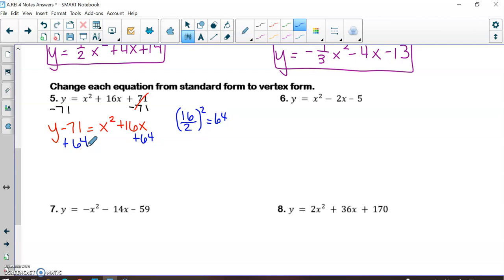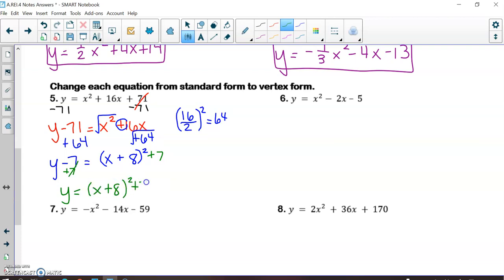Y minus 71 plus 64, I'm going to simplify there. So I get y minus 7 is equal to, and now I factor my right side by taking the square root of my first term, the square root of my 64, my last term, the operation in between my first and second term, and squaring that binomial. Finally, I isolate y again by adding 7 to both sides. So I have y is equal to x plus 8 squared plus 7. This is now in vertex form.